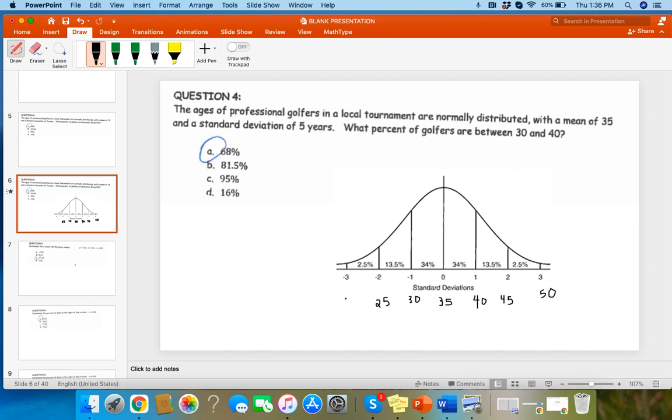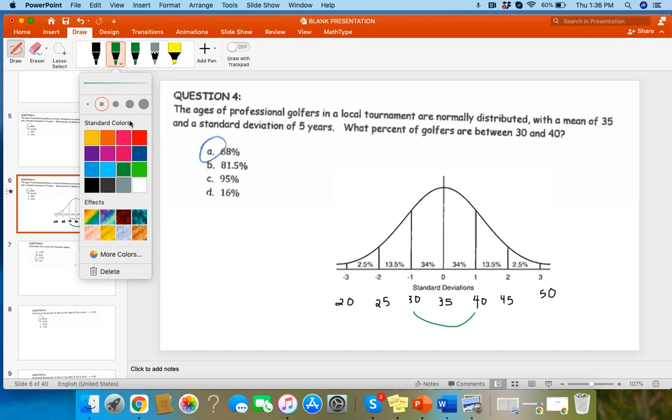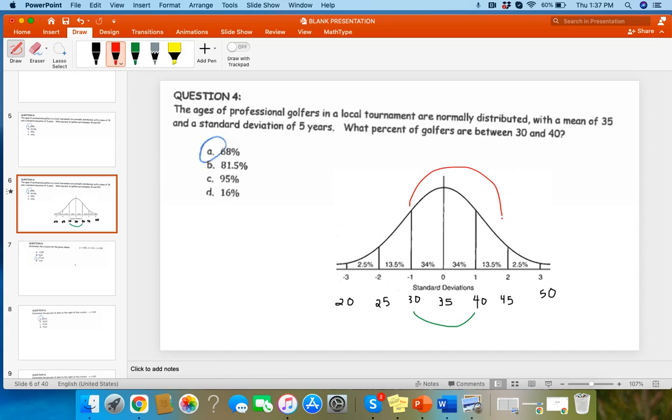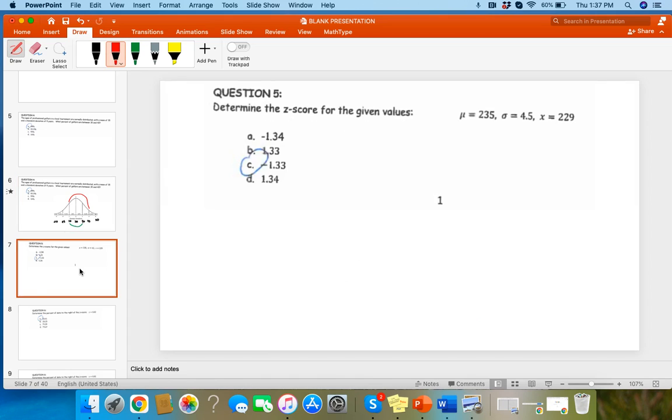Now, in this question, they're asking you to find out what percent of golfers are between 30 and 40. So you're going to be doing between 30 and 40, which is 68%. Now, I believe the second version, if I'm correct, I believe it was between 30 and 45. So you go from 30 to 45. So you are adding another 13.5 onto your answer, which is why your answer would have been 81.5. You should see that marked on your version of the concept check.